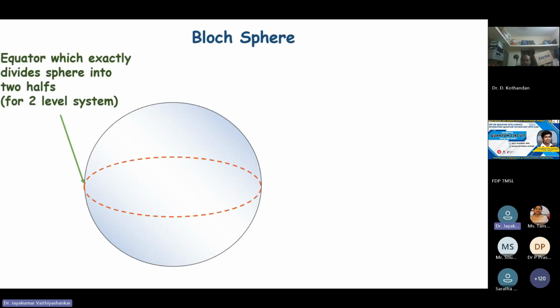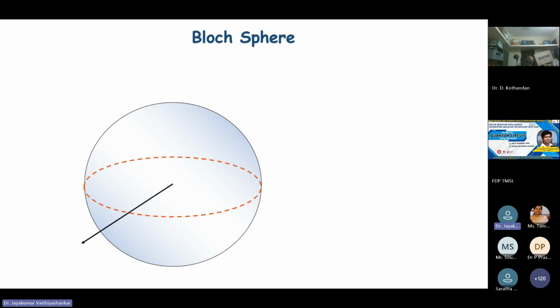Next, we try to divide the Bloch sphere into two hemispheres, into two halves. What is the purpose of this? Because we need to represent binary information, or a binary system, a two-level system. So binary is nothing but a two-level system. This is the idea: we are dividing the Bloch sphere into two hemispheres. Then next, we try to create three Cartesian coordinates, x, y, z.